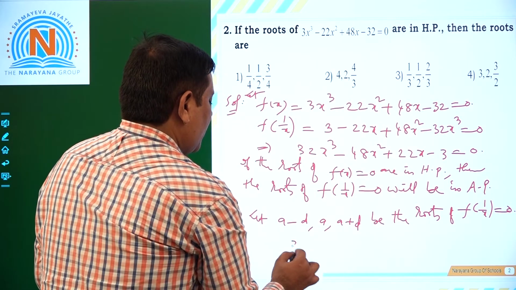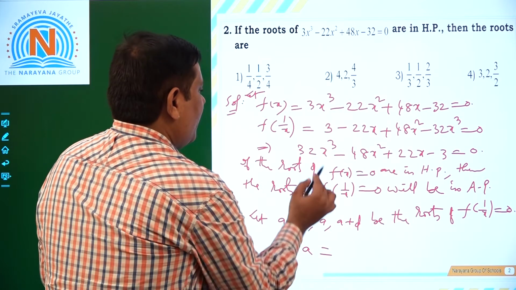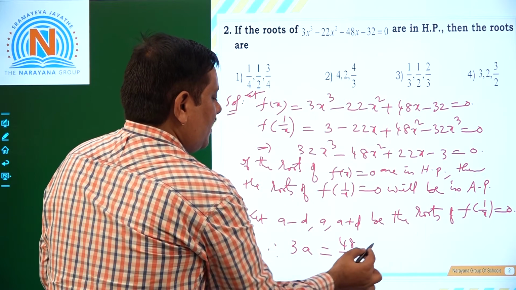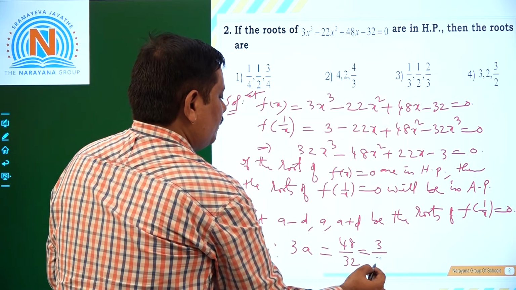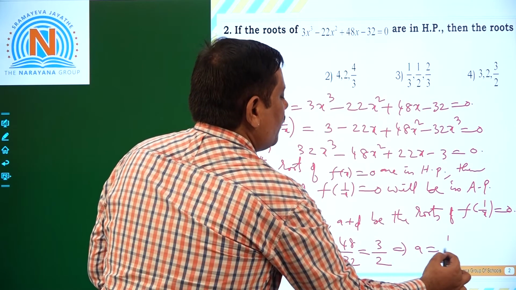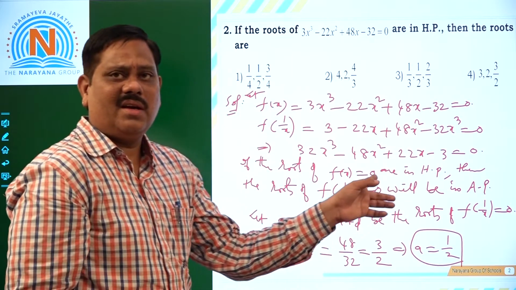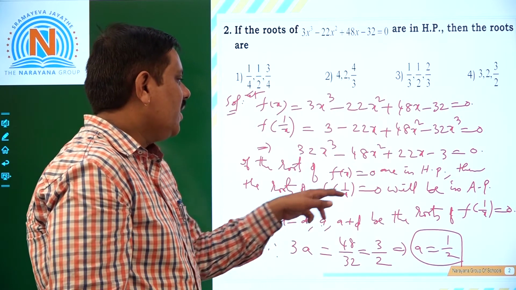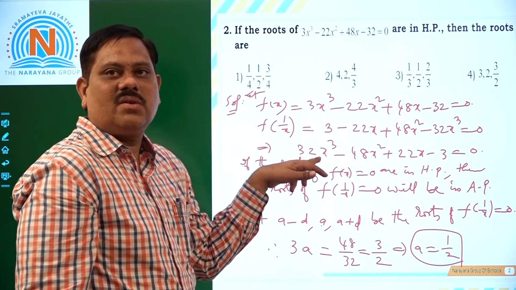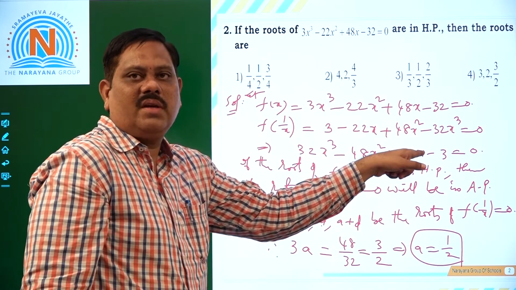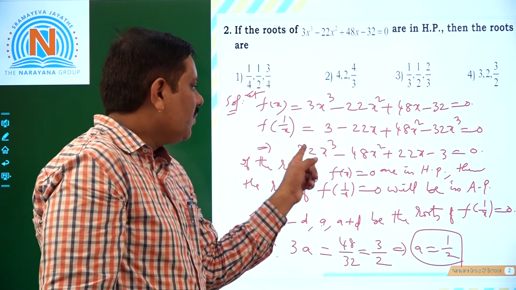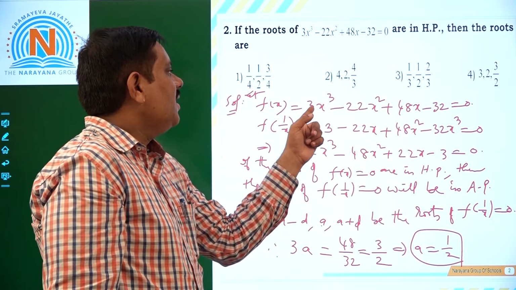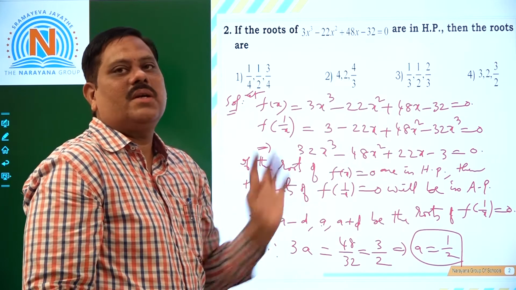So if we add up, that is becoming 3a is equal to the sum of the roots, in this case is nothing but 48 by 32. That is nothing but 3 upon 2. Therefore, a we can take as 1 by 2. What is a here? A is one of the roots of f of 1 by x is 0. So, a is going to satisfy this equation, f of 1 by x is 0. So, a can be one of the roots. If a is equal to 1 by 2 is a root of it, certainly x is equal to 2 will be a root of 3x cube minus 22x square plus 48x minus 32 is 0.